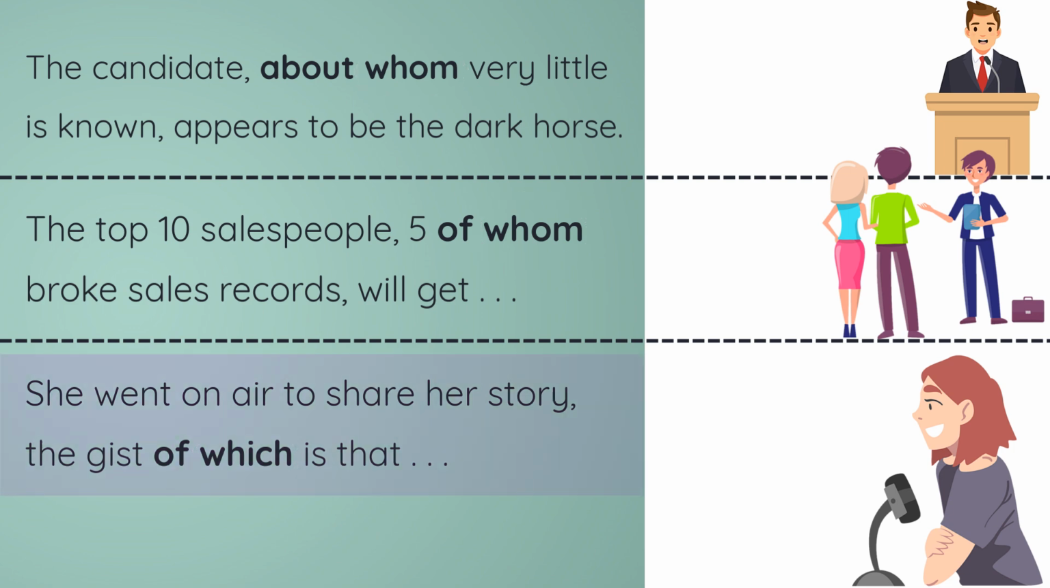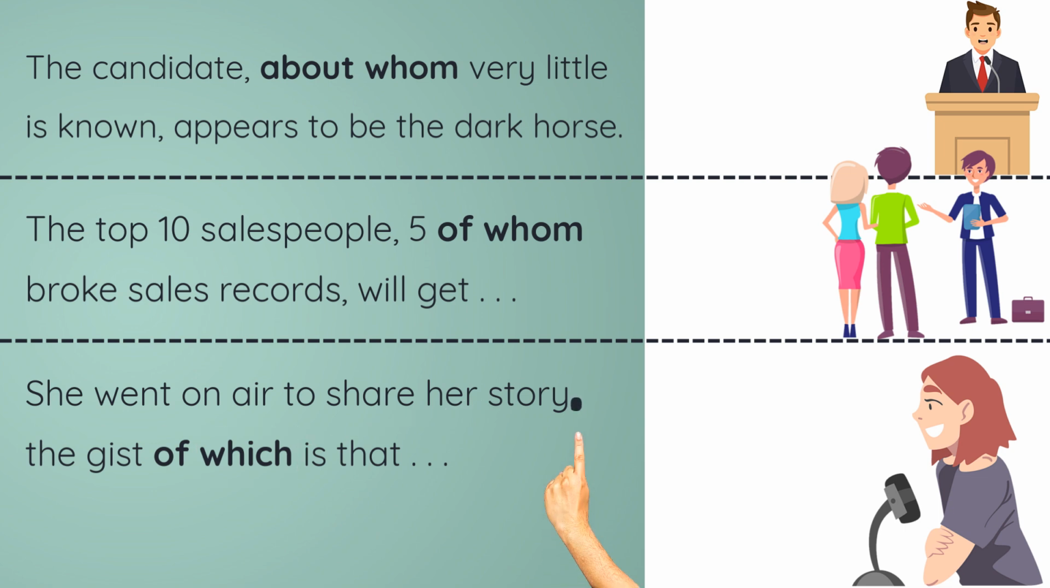Another one. She went on air to share her story. Now, another thing. Just like we can put a regular adjective clause in the middle of a sentence or at the end, you can still do that with a preposition. She went on air to share her story, the gist of which is that this and that happened. Okay, the gist means the basic idea. So, the gist of which is the story. Now, all I need to do is put a period here.